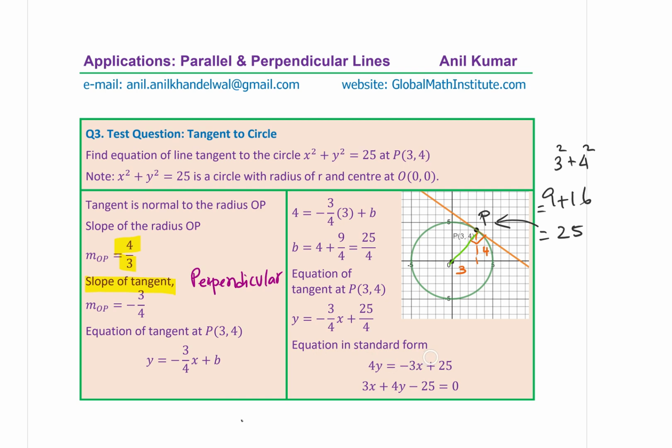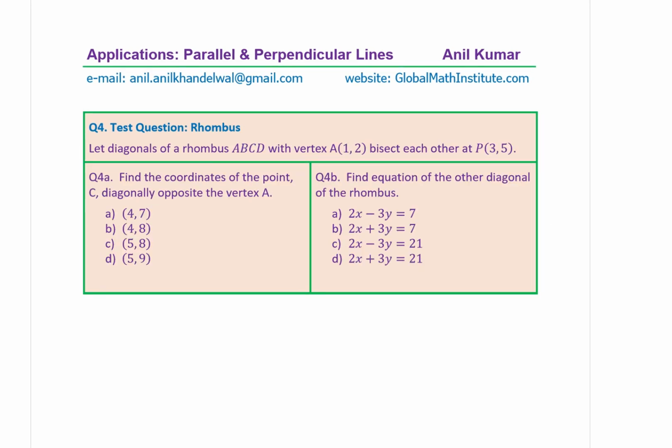You can rearrange and write it in standard form. Multiplying by 4, we get 4y equals minus 3x plus 25, or 3x plus 4y minus 25 equals 0 becomes the answer. Clear? Have a good look. The strategy here is that the tangent is perpendicular to the radius. Correct. Now let's take up another example which is based on a rhombus.